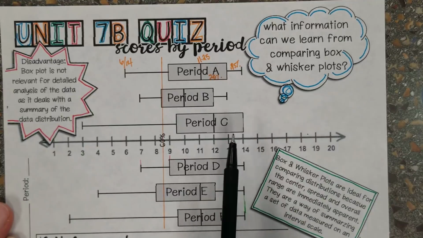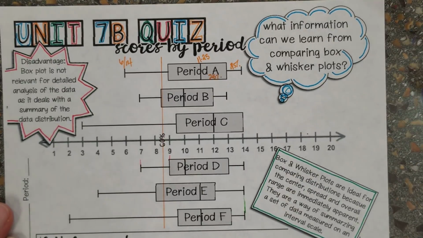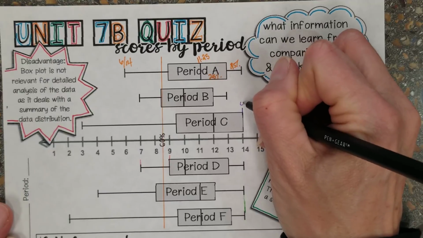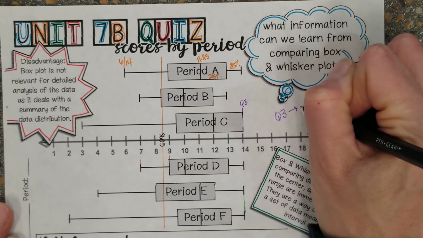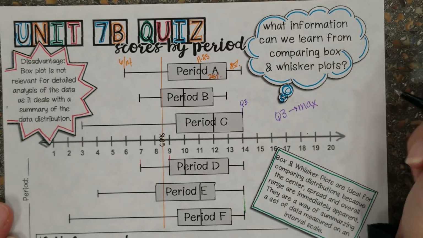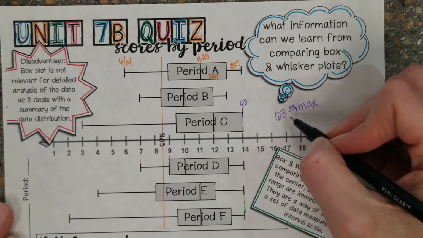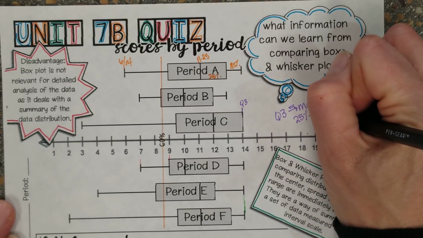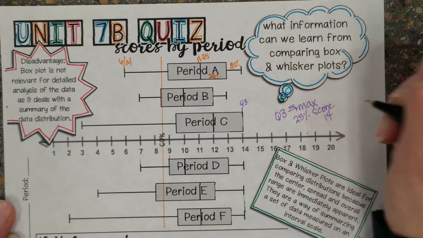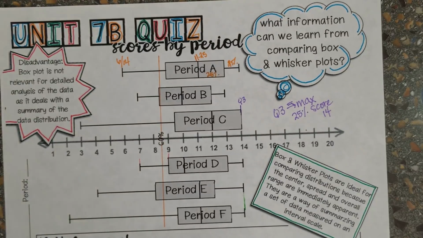So I've got C. First of all, you guys should notice something different about C, okay? C does not have a whisker coming out here. That means, because this is our Q3 right here, that between their Q3 and their max value, it's 14. Their Q3 is exactly equal to their max. So their Q3 is 14, their max is 14. That means that 25% of the students scored a 14 on the test. 25% of this class got 100% on the test. That's what that means, okay?